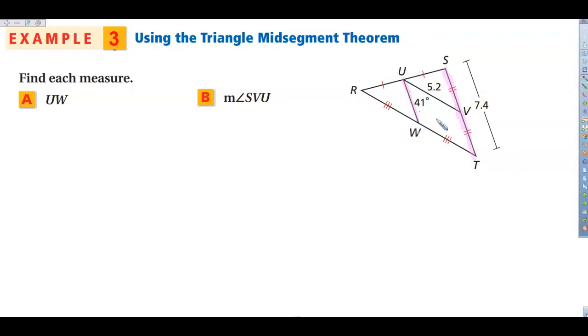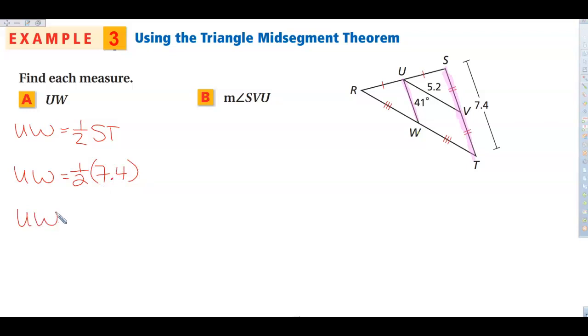All right. So I know that ST is 7.4. Okay, UW is half of this length. All right, so UW is going to be half of ST. So UW is going to be half of 7.4. So that is going to make UW be 3.7.